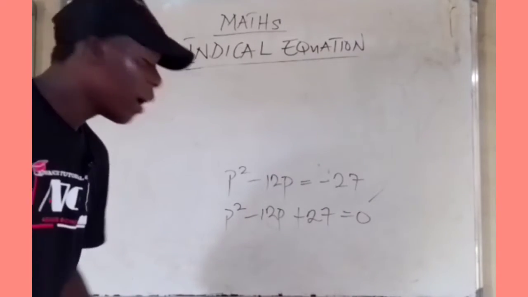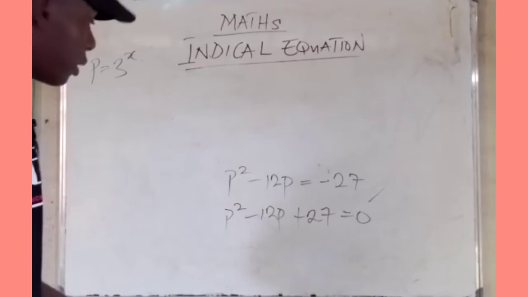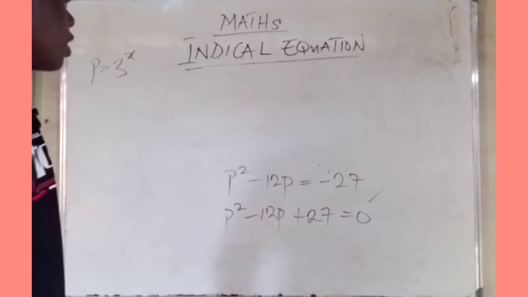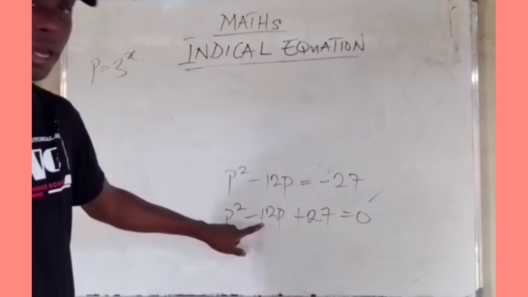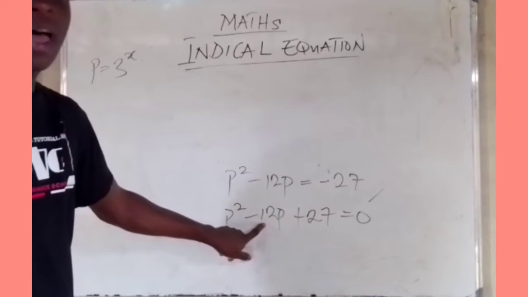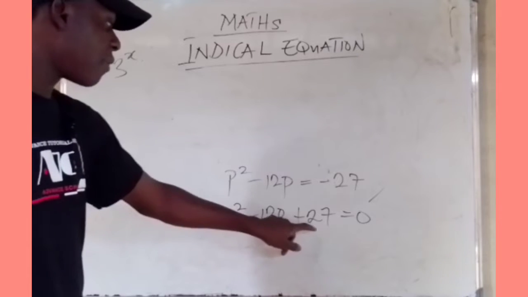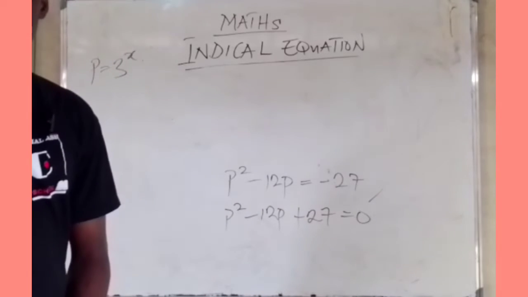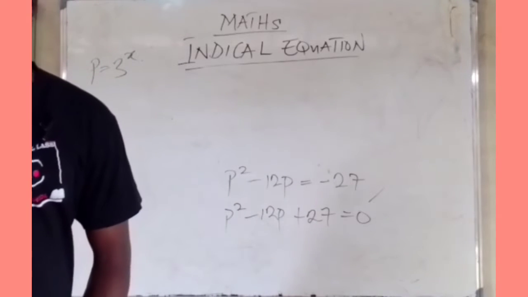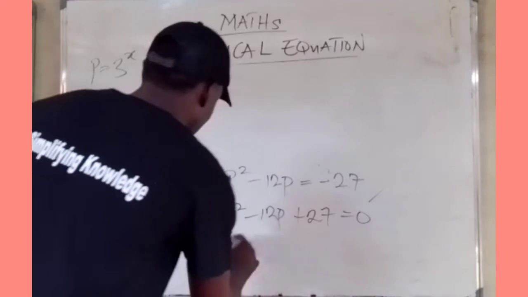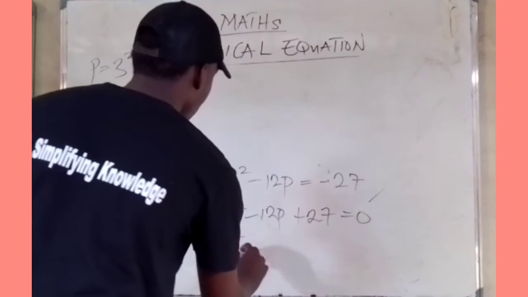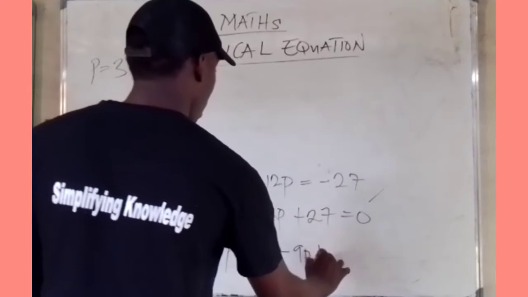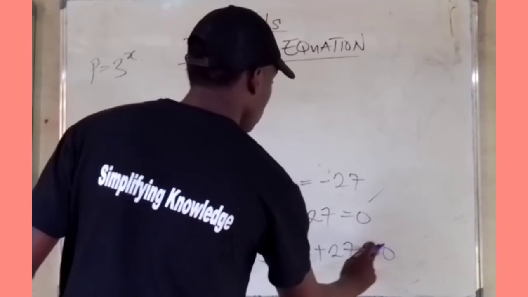From here, I'll use the factorization method of solving quadratic equations. By the factorization method, look for two numbers that, once you add them, give you the first value here, which is minus 12p, and those same numbers, once you multiply them, give you 27. I've thought of those numbers, and they are minus 3p and minus 9p. So I'll put it here: p squared minus 3p minus 9p plus 27 equals 0.